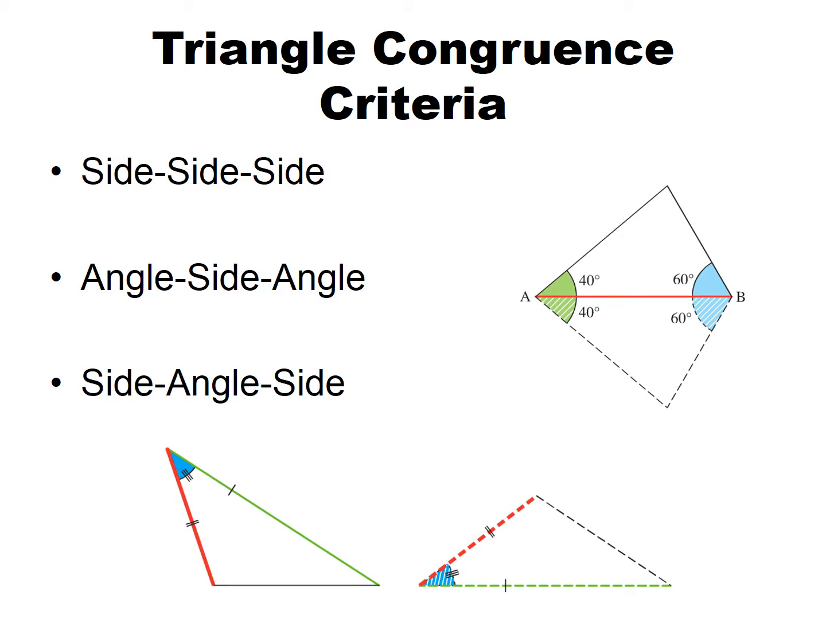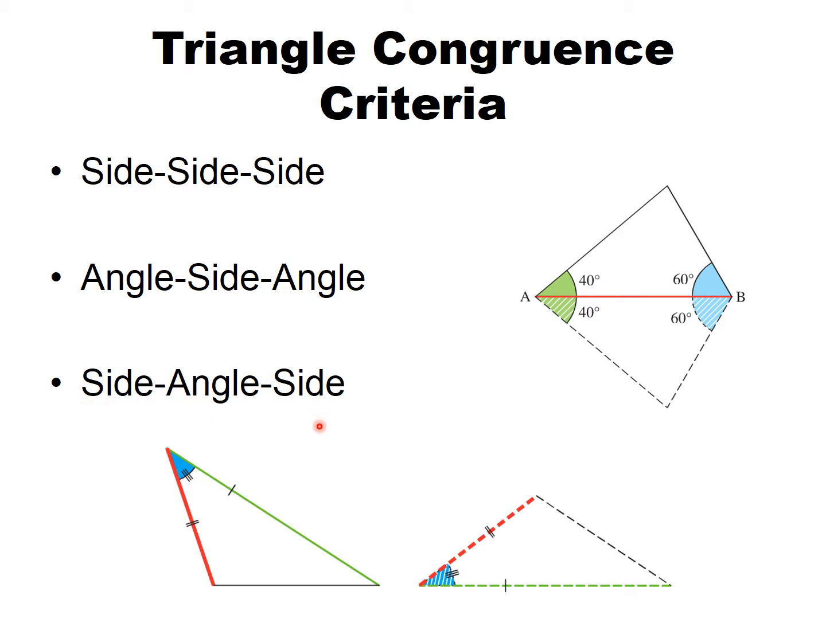In section 14.3, we also talked about some triangle congruence criteria, such as side, side, side, which said that if two triangles have the same length sides, then they're congruent. Another one was angle, side, angle. So as an example, here we've got two triangles, a top and a bottom, that share an angle of 40 degrees, a side there of this red side, and then an angle of 60 degrees. So those two triangles are congruent.